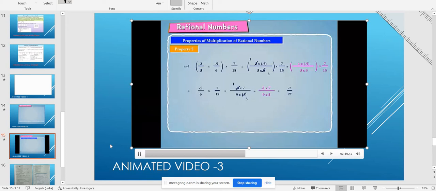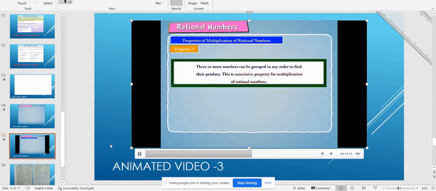Hence, we found that (2 by 3 into minus 5 by 6) into 7 by 15 is equal to 2 by 3 into (minus 5 by 6 into 7 by 15). Hence, three or more numbers can be grouped in any order to find their product. This is the associative property for multiplication of rational numbers. Thus, if a, b and c are any three rational numbers, then (a into b) into c is equal to a into (b into c).